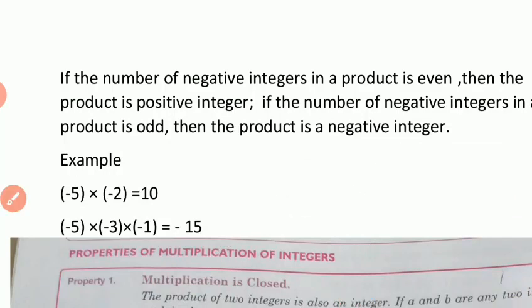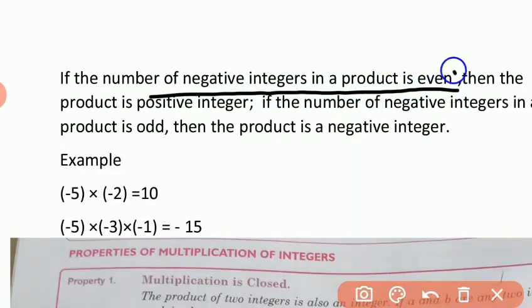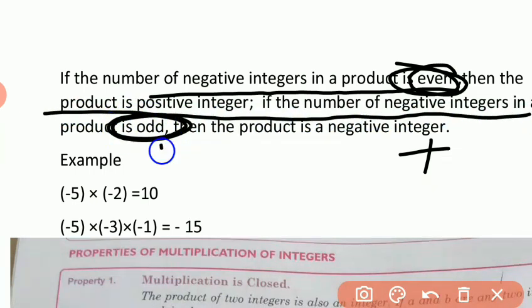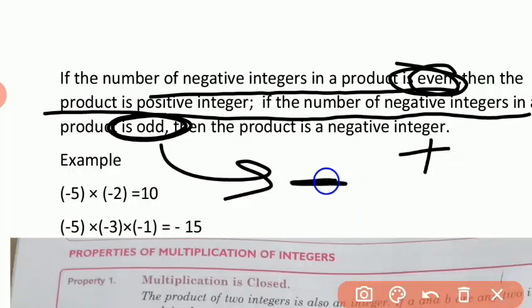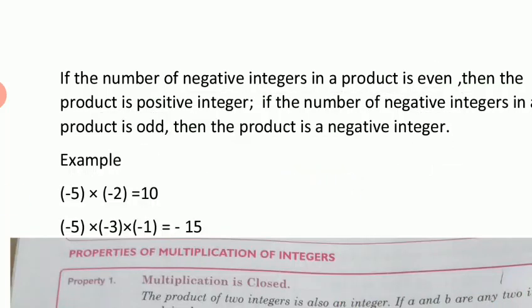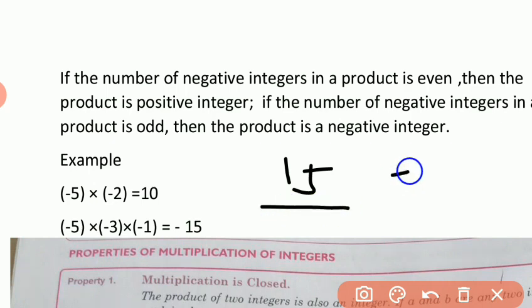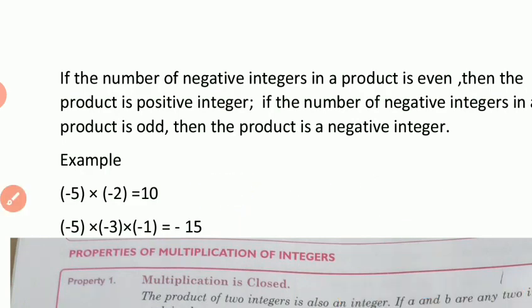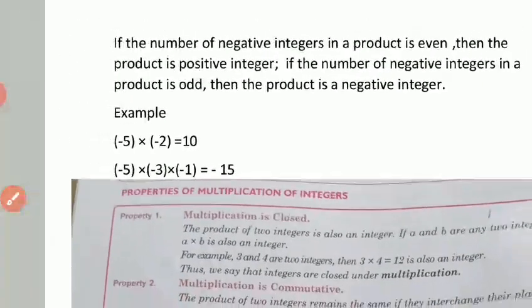So this is the rule by which we can directly say that if the number of negative integers in a product is even, the answer will be a positive integer. And if the number of negative integers in a product is odd, then the product will always be a negative integer. So 5 3s are 15, and 15 1s are 15. And here how many signs are given? 3 signs. So minus into minus is plus, and plus into minus is again minus. I hope you have understood this line.